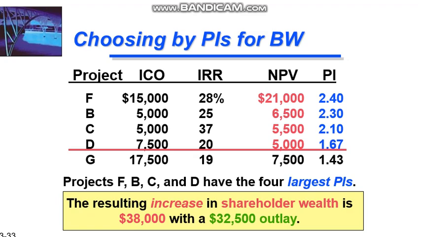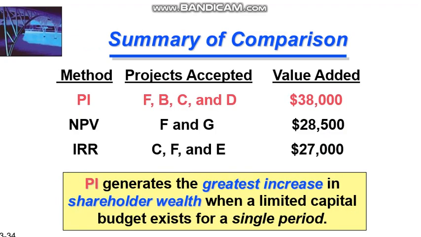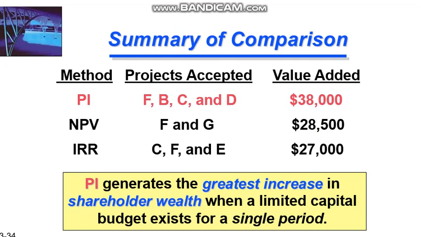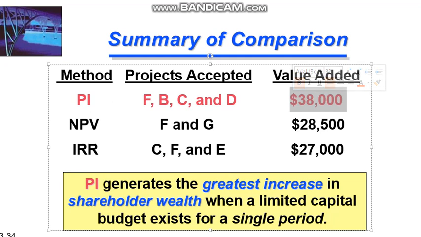So we can conclude that if we are doing capital rationing, we have to consider the profitability index more. Getting the point? Profitability index generates the greatest increase in shareholder wealth when a limited capital budget exists for a single period, right? This is for a single period, keep that in mind. So we can also compare the value added: 38,000 with profitability index, 28,500 with NPV, and 27,000 with IRR, and the amount we are going to pay is the same, 32,500.